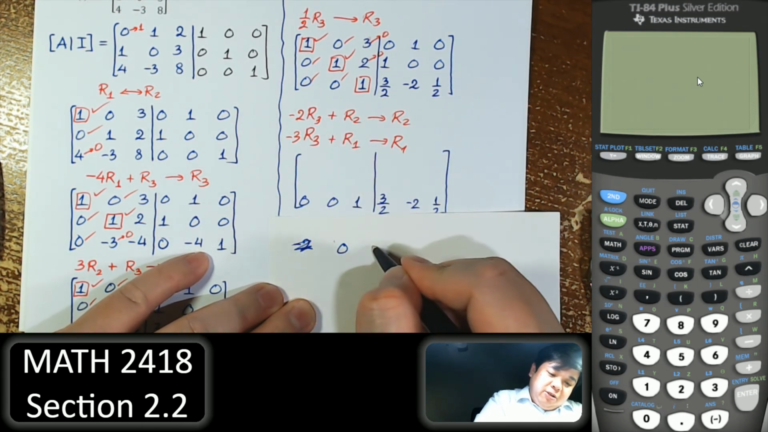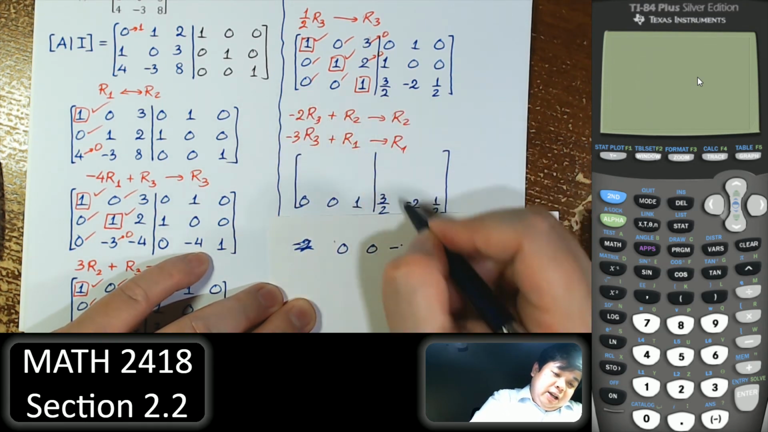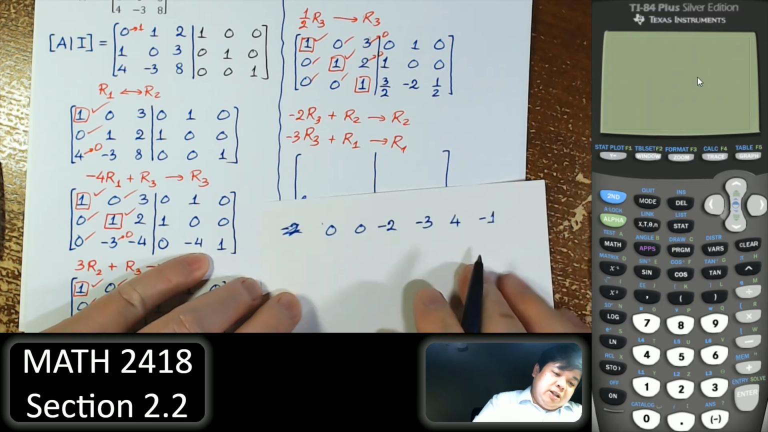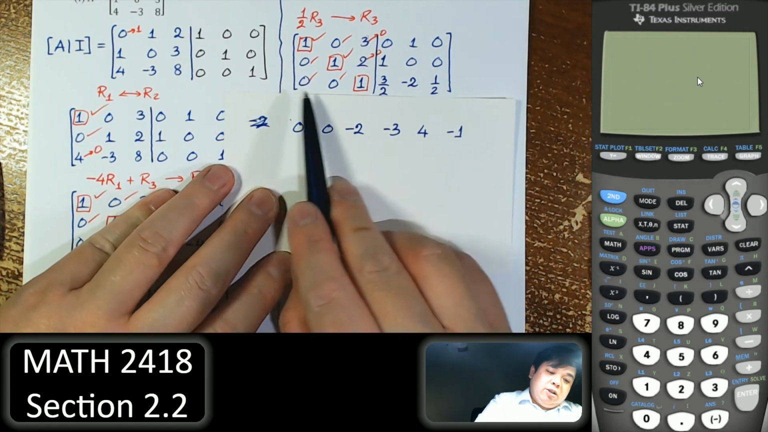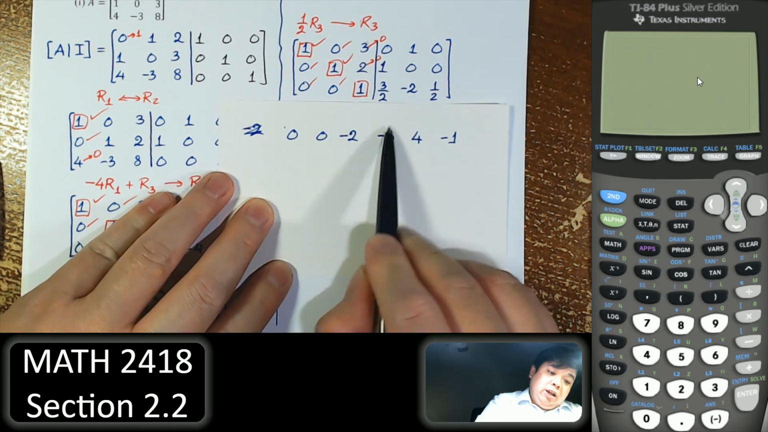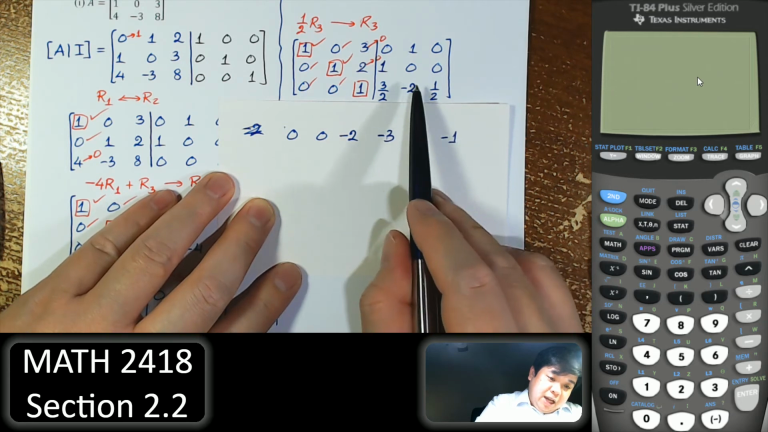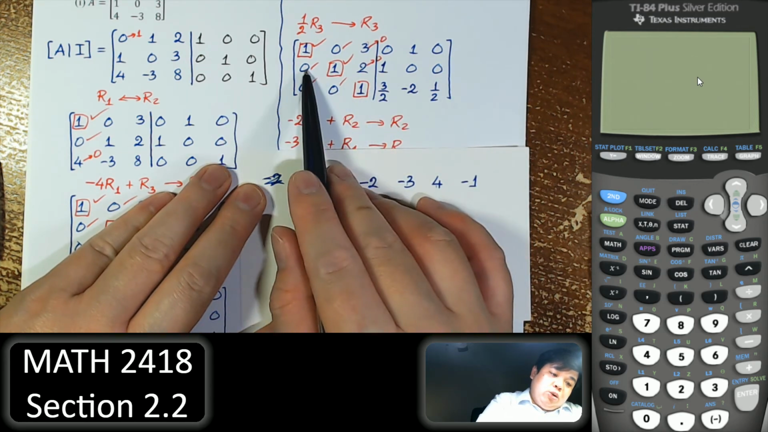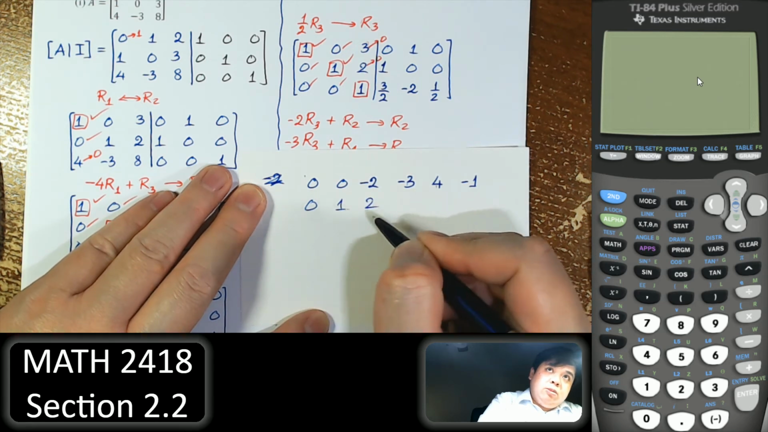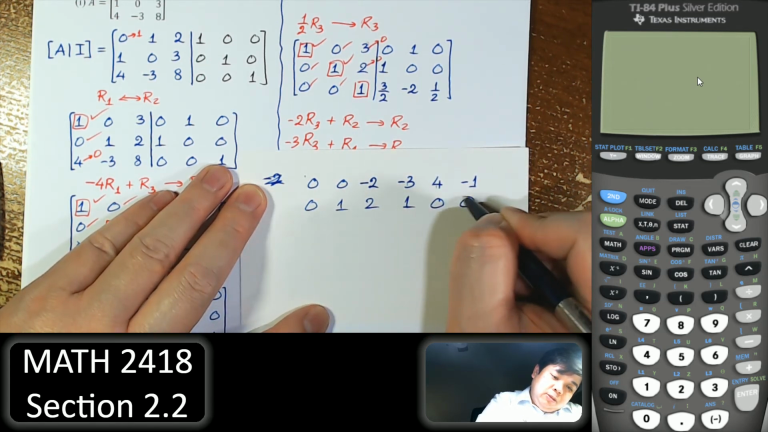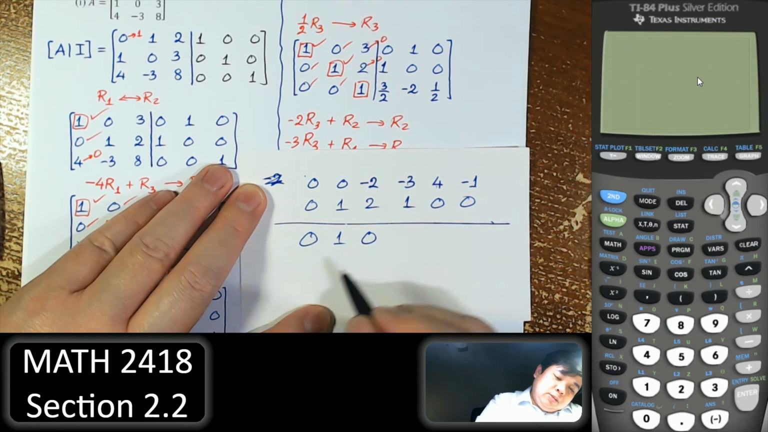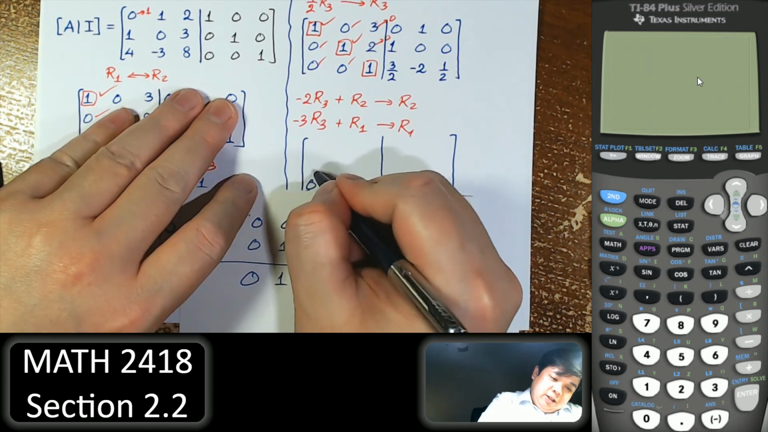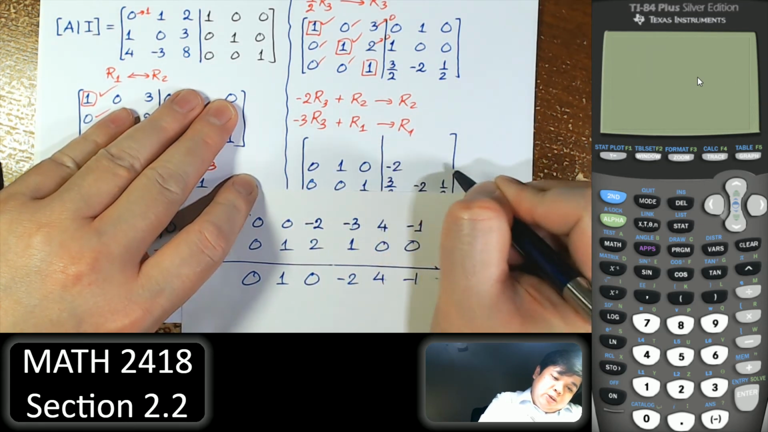0 0, negative 2, negative 3, positive 4, and negative 1. Right. Just multiply negative 2 in here. 0 0, negative 2, negative 3. Negative 2 times row 3, and then add to row 2. Negative 2 for negative 1, right? 0 1 0, negative 2 for negative 1.